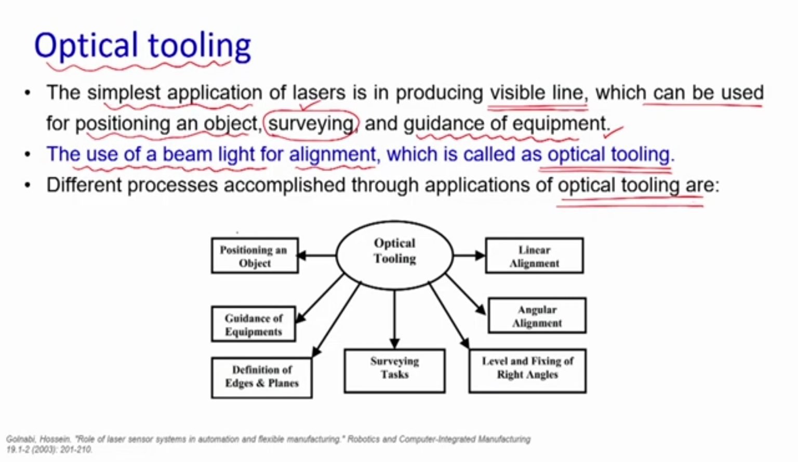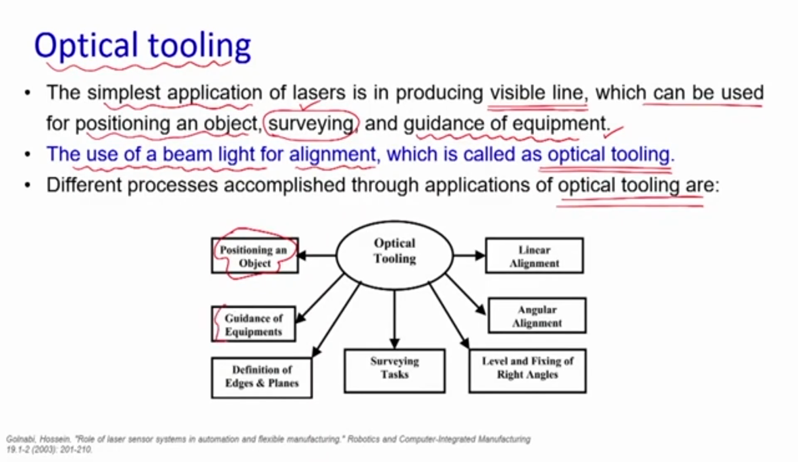So, here the applications are positioning an object. Consider a product or part that is to be positioned on the table of a machine tool. Lasers are very much useful to locate that particular part at that particular location. If there is a certain offset, that would be communicated to the robot or the handler, and then the correct position of the object can be maintained.